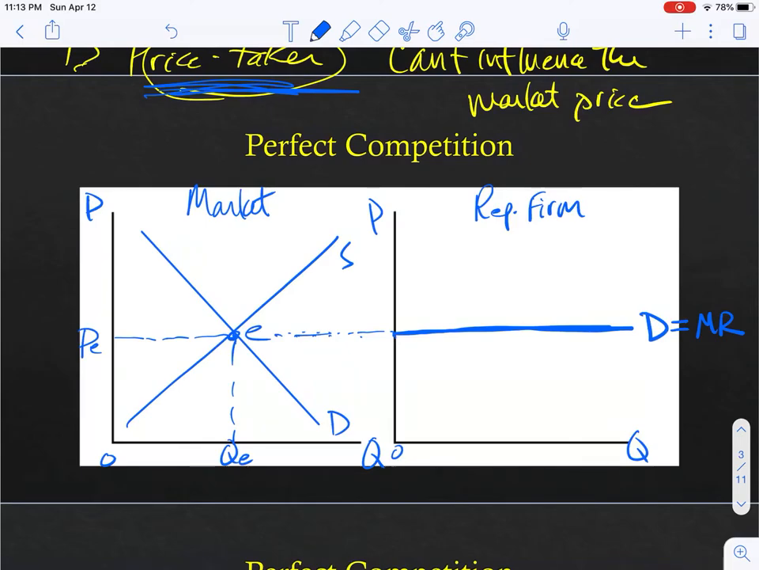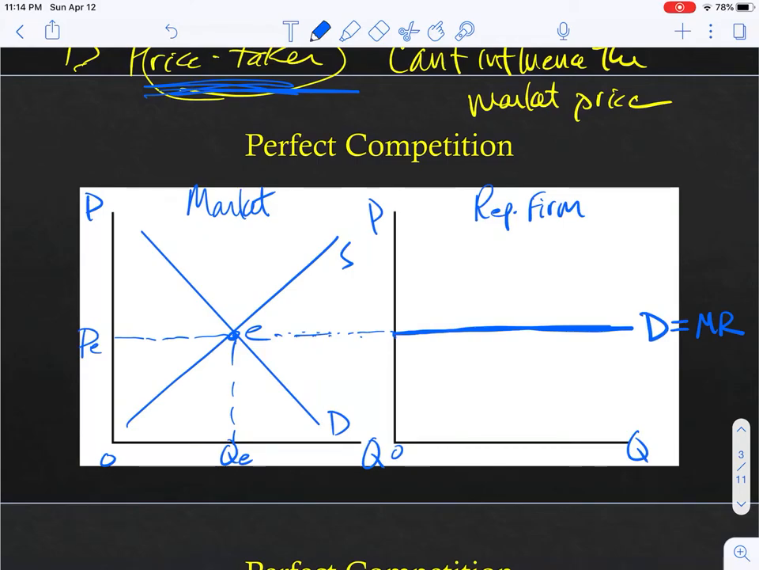That is also unique to perfect competition. When we look in a video or two, when we look at monopolistic competition and we look at monopoly, that's not the case. The demand curve won't be horizontal, and it will not be equal to the marginal revenue. But here that is the case. Demand equals marginal revenue. It's a horizontal curve. So that's our starting point.